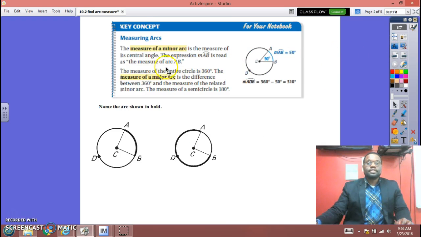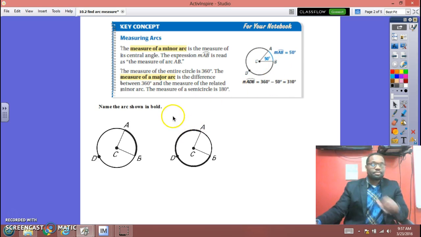All right, so here's a key concept. This is something I've already talked about, but the measure of a minor arc is the same as the measure of its central angle, and vice versa. If you know one, you know the other. If you want to find the measure of the major arc that goes with that particular minor arc, you simply take that number, in this case 50, and subtract it from 360, and that'll tell you what the major arc is. So ADB is 310 and AB is 50. They should add up to be 360.